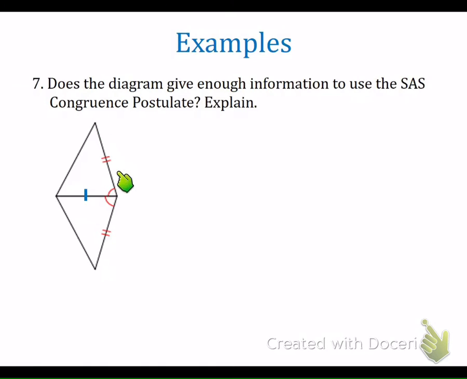So trace the triangles one at a time. I have side, angle, side, corresponding with side, angle, side. So can I use this postulate? Yes, you can. And that's the exact reason why, because we have corresponding angles and the side in between the two angles. Other way around, the angle in between the two sides.